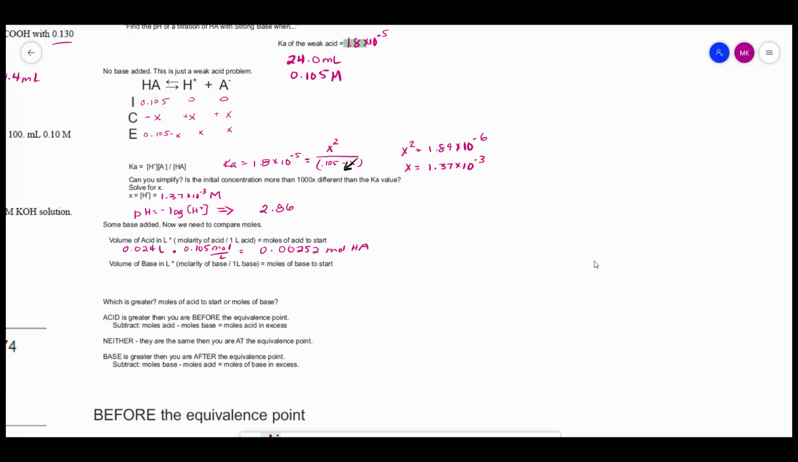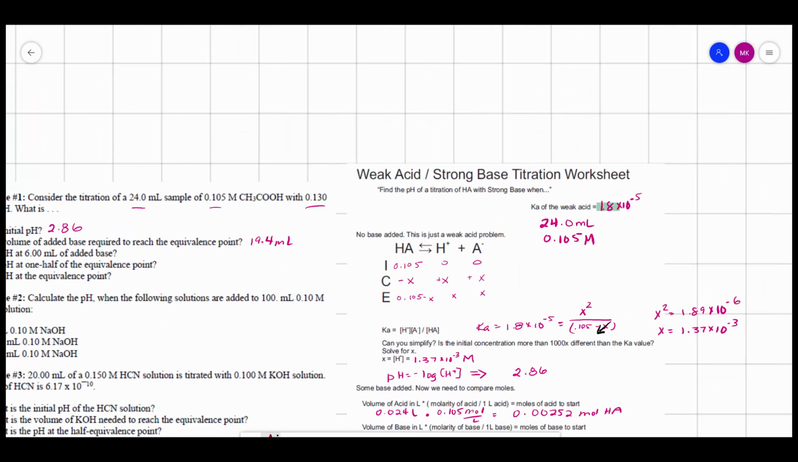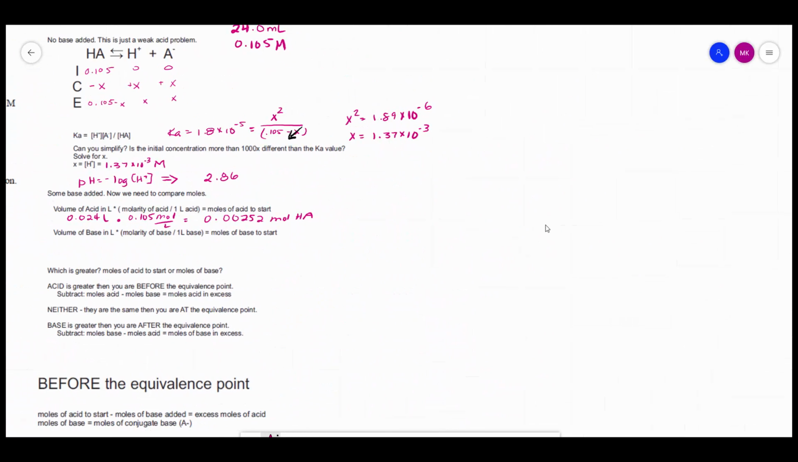Now we need to find out how many moles of base we added. It was 6 milliliters of a 0.130 moles per liter solution. I know I just dropped a bunch of sig figs there. Do this multiplication, and I get 0.00012378 moles of base. So which is greater, the moles of the acid to start or the moles of the base to start? In this case, it's the moles of the acid. And since acid is greater, we are before the equivalence point.